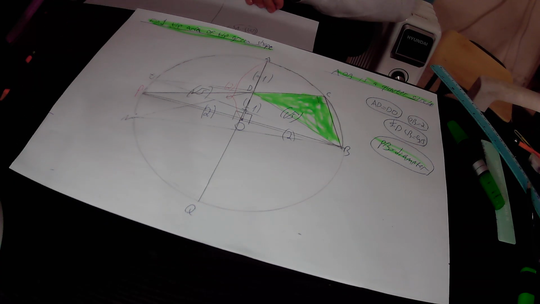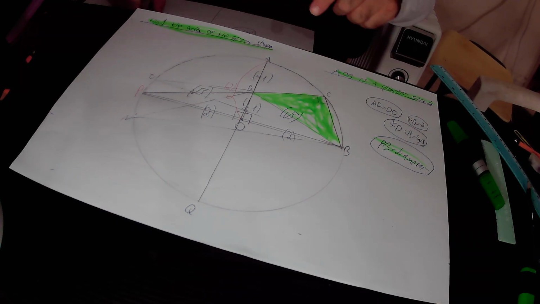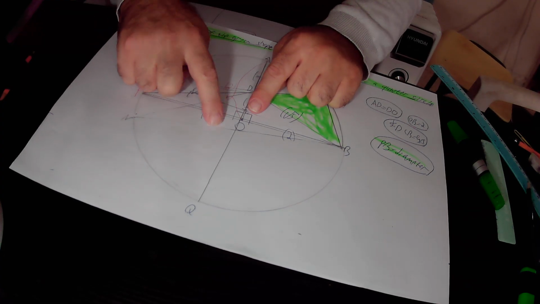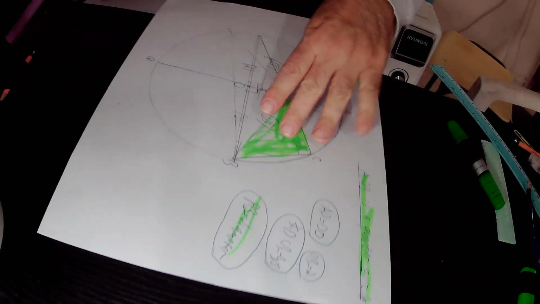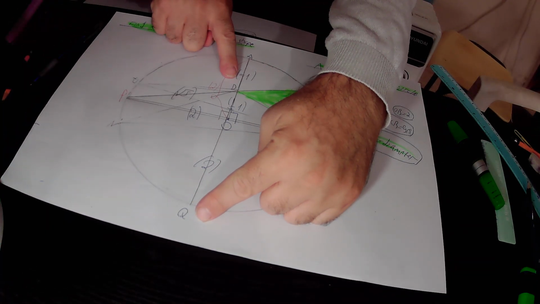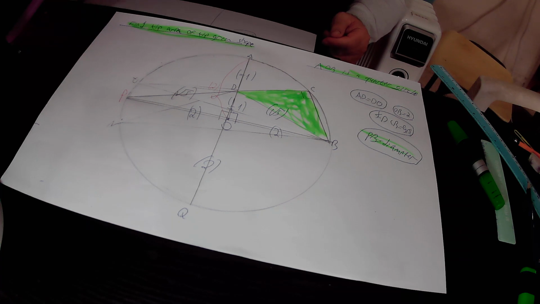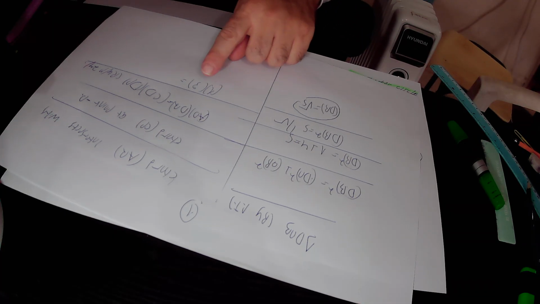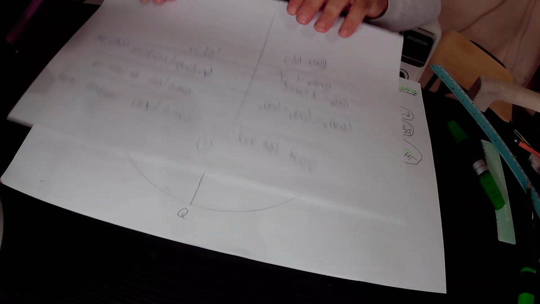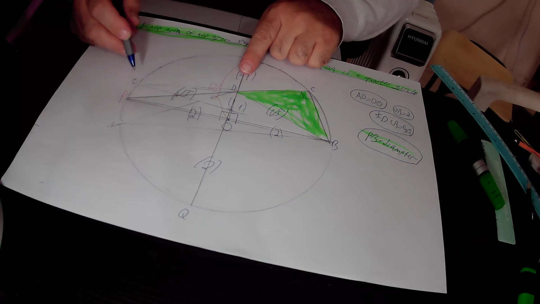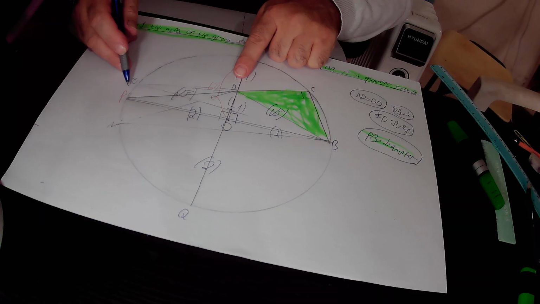AD is 1, times DQ. DQ in total, we know that OQ is the radius of this circle, that equals 2. So in total, DQ equals 1 plus 2, that is 3. And again, AD is 1, DQ is 3, and it equals CD. CD is the missing side, so we leave it as it is, times DP. DP equals the square root of 5 units in its length.